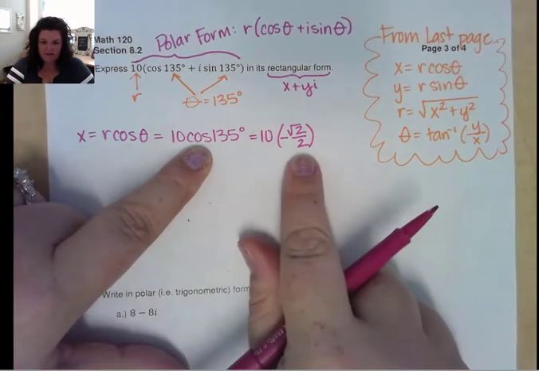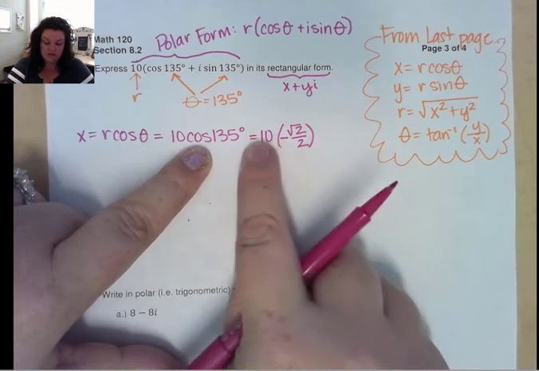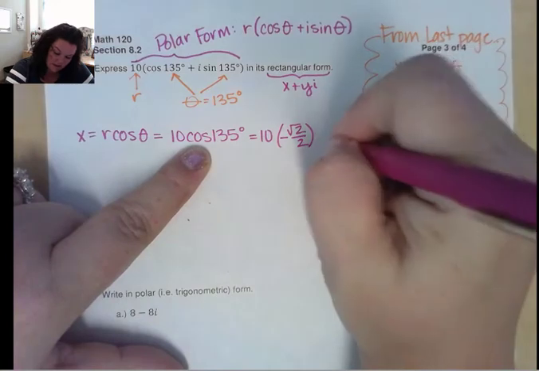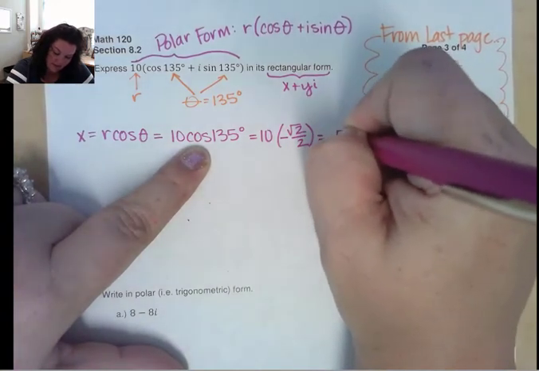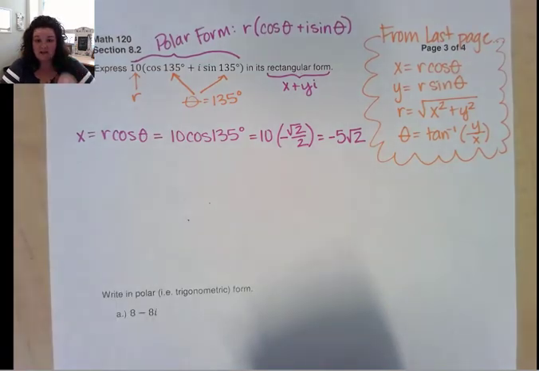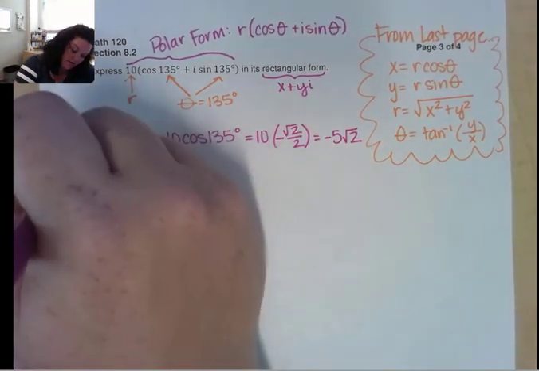So when I simplify this, I can reduce the 10 and the 2. 2 goes into 10 5 times. So I end up with negative 5 root 2. So I now know my x value. Now I need to know my y value.